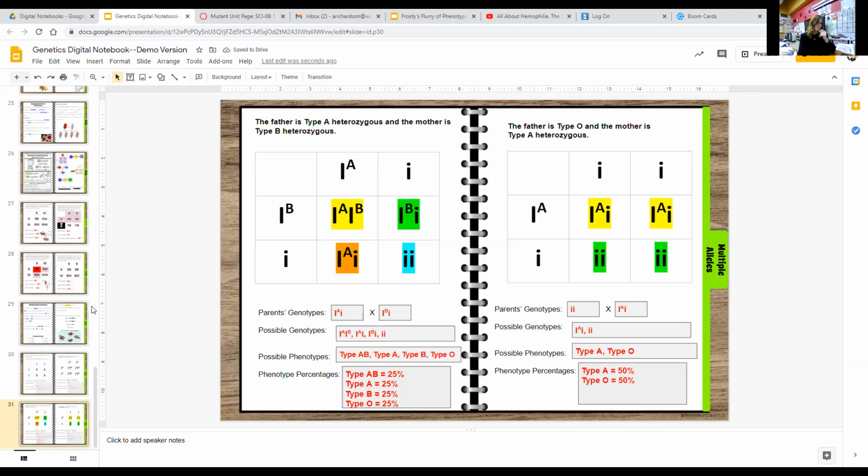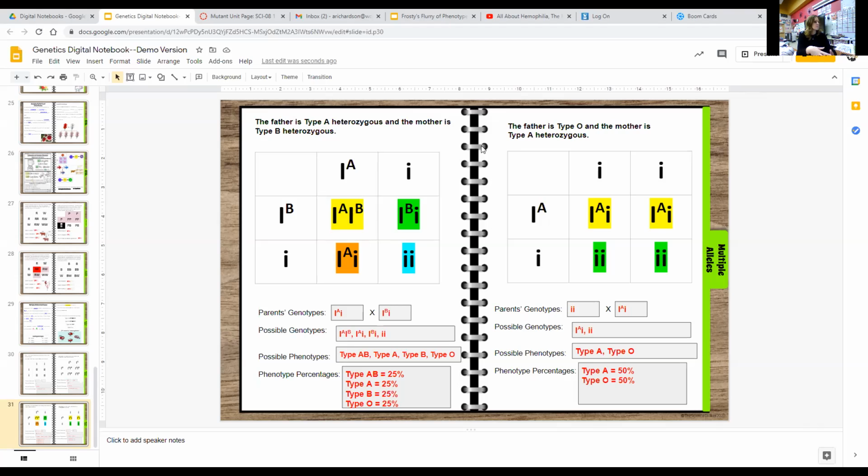So that is the rundown and the notes for complex inheritance patterns. So codominance, you have two dominant alleles, they both show up equally. And multiple alleles, you have three or more alleles that determine it. And the only one we're using for that is blood typing.